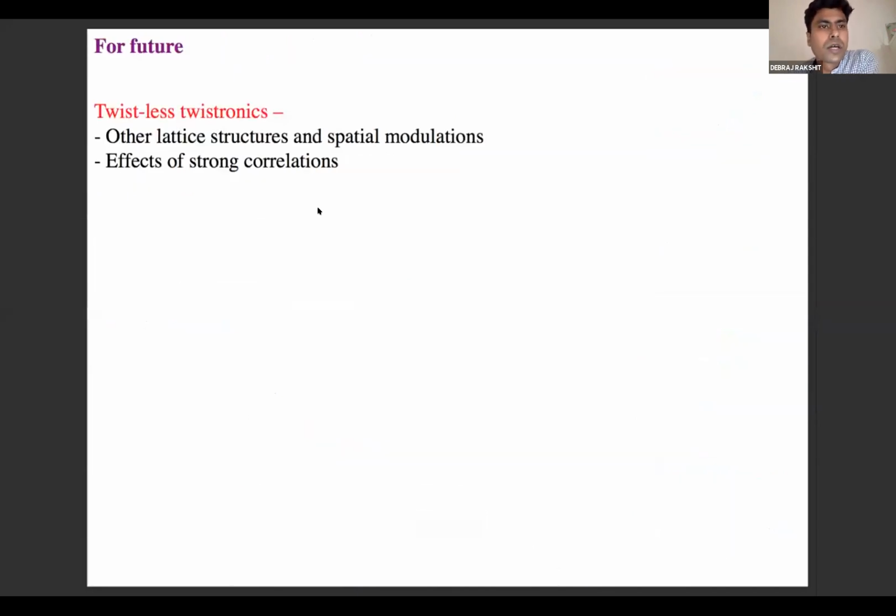For the future, there are many proposals, but to be simple, we can explore different lattice structures. For example, a honeycomb lattice would give us Dirac cones for free, and then we can play with that. We can also impose other spatial modulation patterns, and we want to study strong correlation effects through tensor networks or similar methods. So these are for the future.